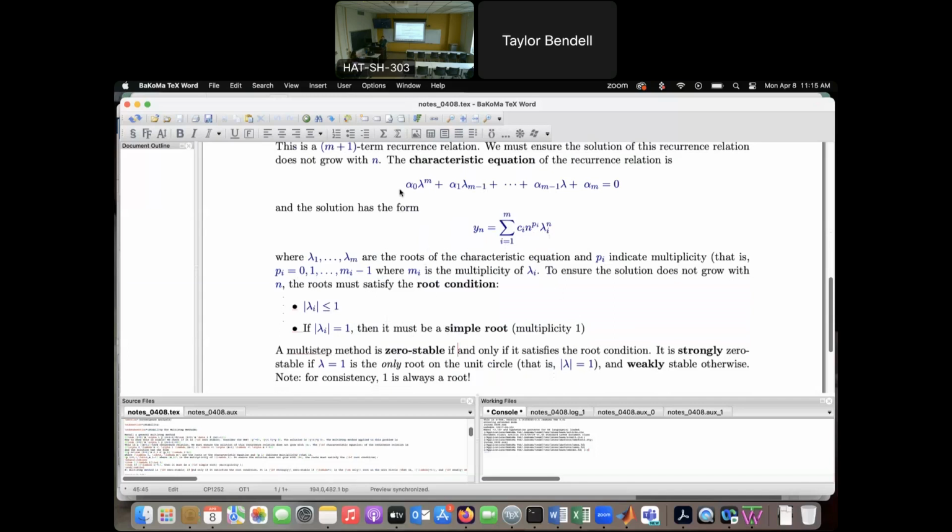Also, it's determined entirely by your alphas. So the betas for the multi-step method play no role in this determination, which is interesting. Okay.